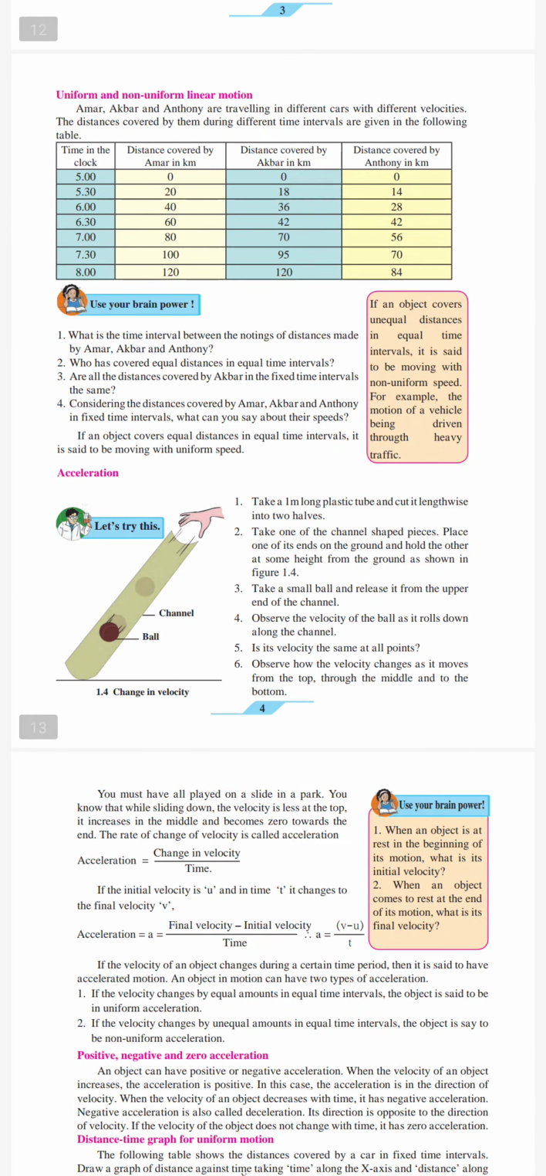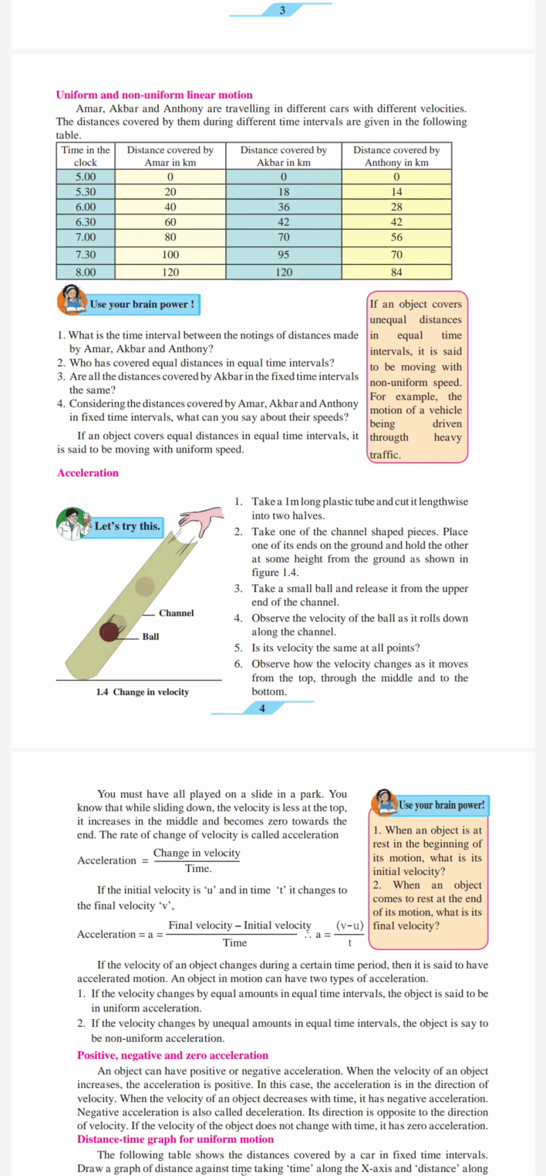Now, uniform and non-uniform linear motions, this we will learn. Just see, they have given an example of the distance covered by Amar, Akbar and Anthony, and they have given the time at every half hour.